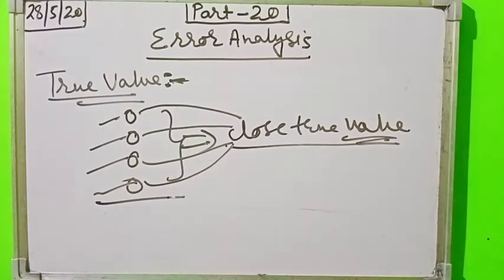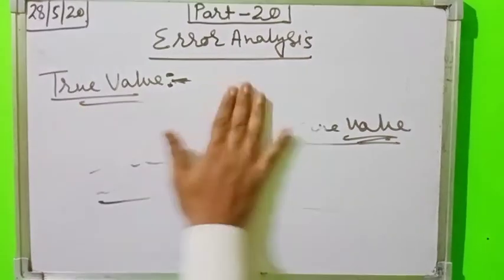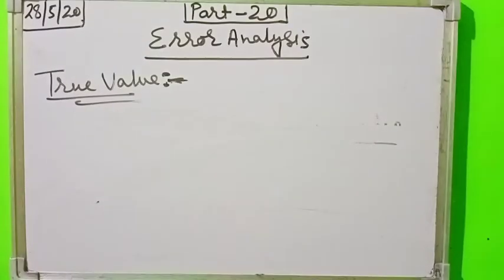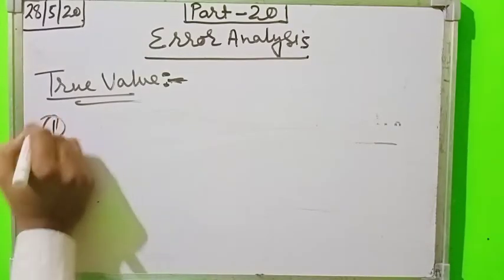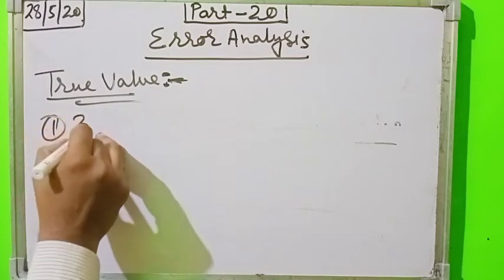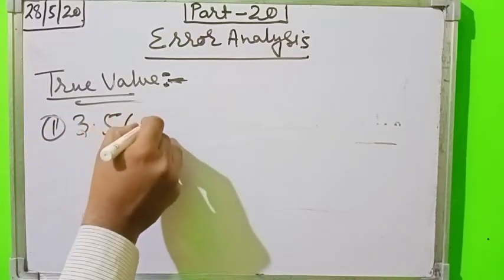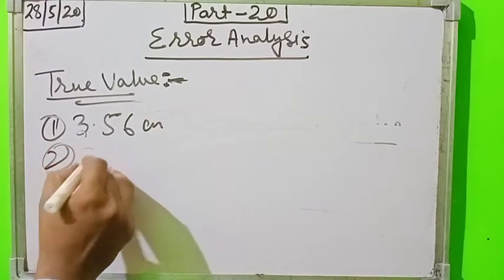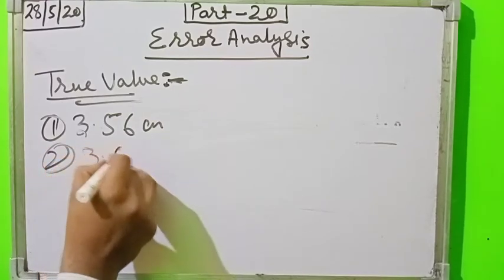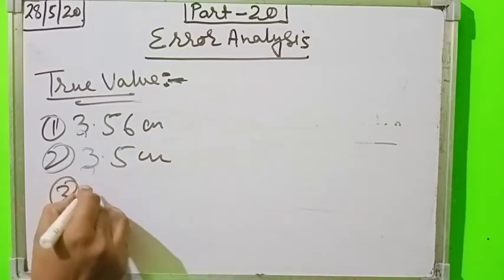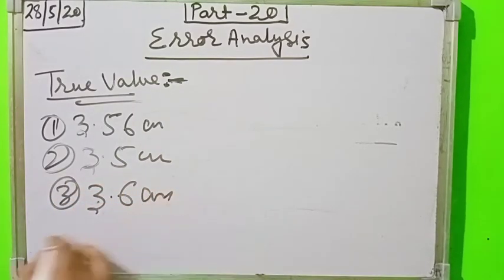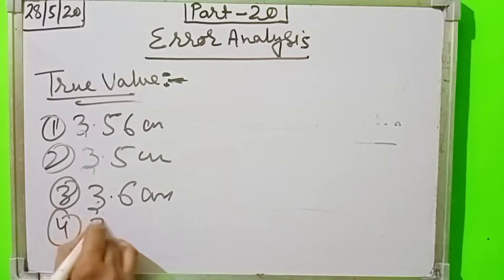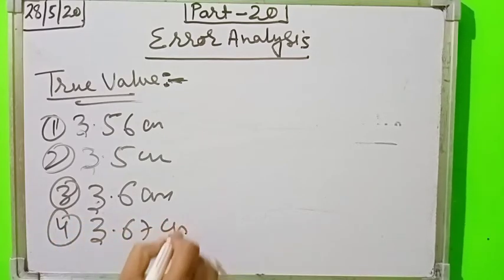So this is the true value, whatever the measured quantity. Suppose you had measured the length of an object, and one student, again I am explaining it, the first student had measured the value as 3.56 centimeter, the second student has measured 3.5 centimeter, the third student has measured 3.6 centimeter, the fourth student has measured 3.67 centimeter.